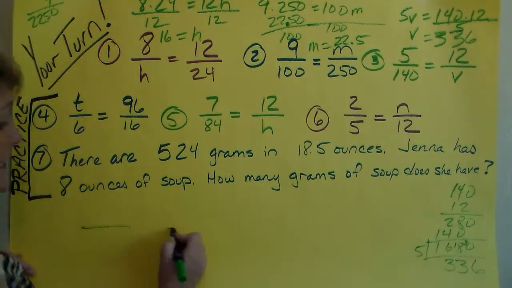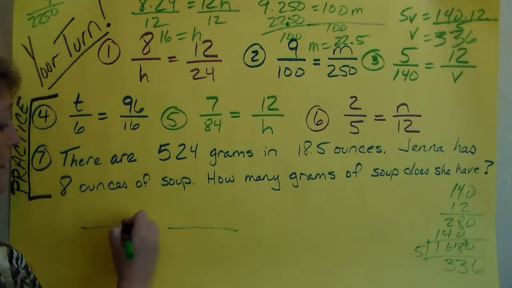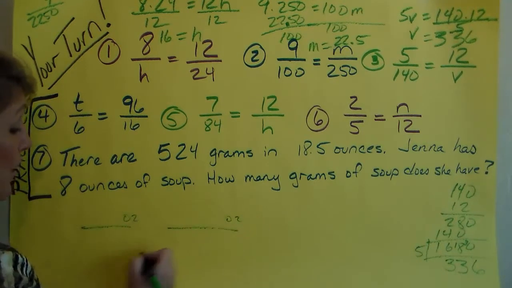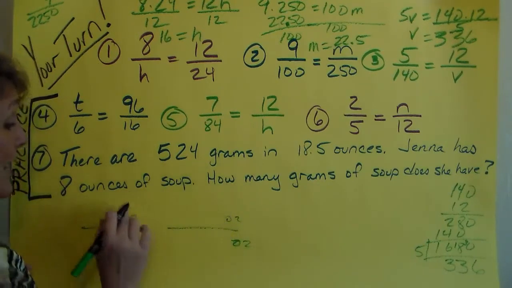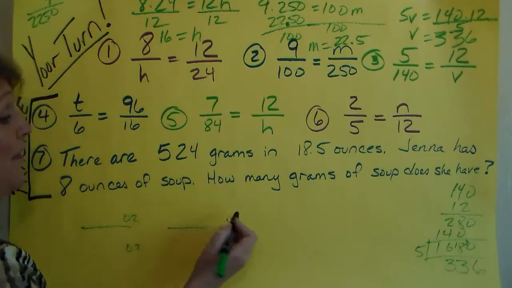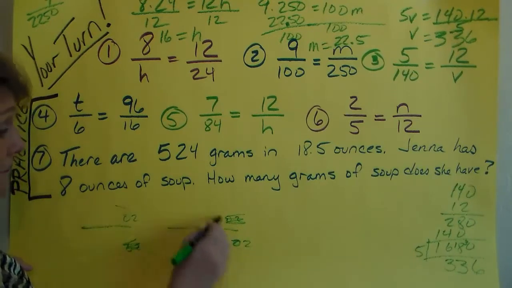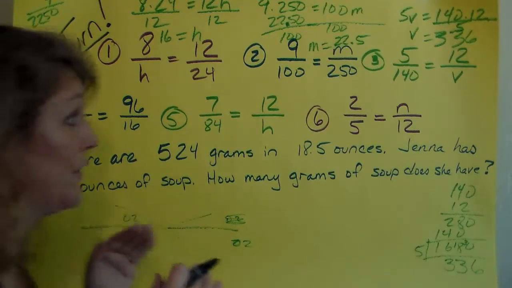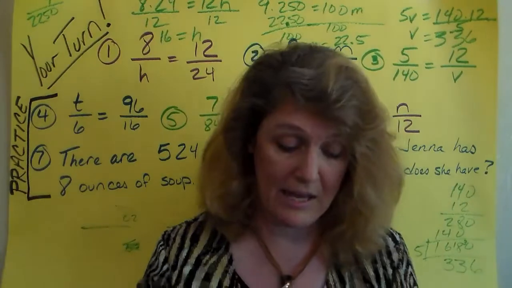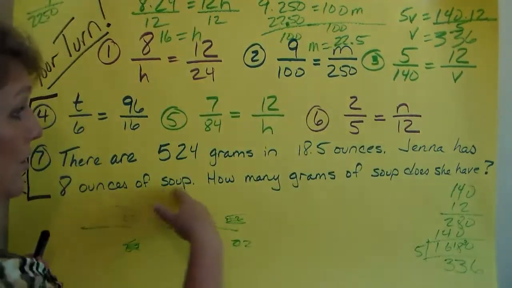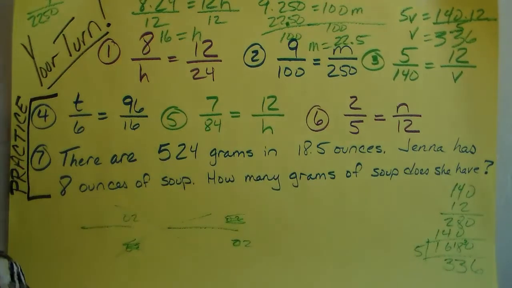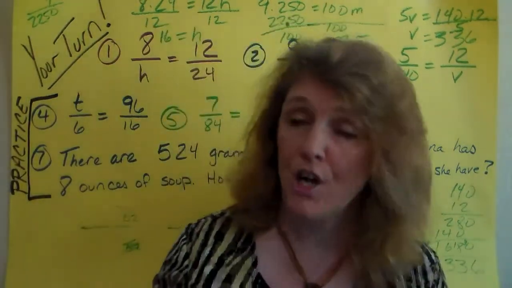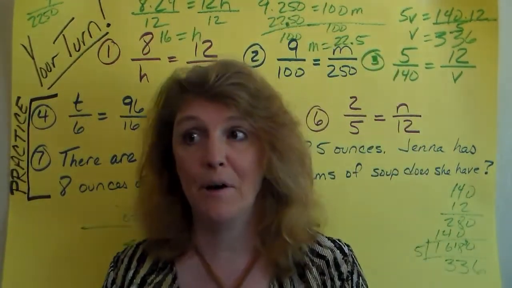Now, remember, when you set these up, you want ounces to both be on top or ounces to both be on the bottom. Doesn't matter which, but you can't have ounces on the top here and the bottom there. That's evil. You can't do that, okay? Make sure that you have them both on top or both on bottom. And then the X, your grams of soup, is going to be in the other grams slot, okay? Give it a shot. Let me know how it goes.